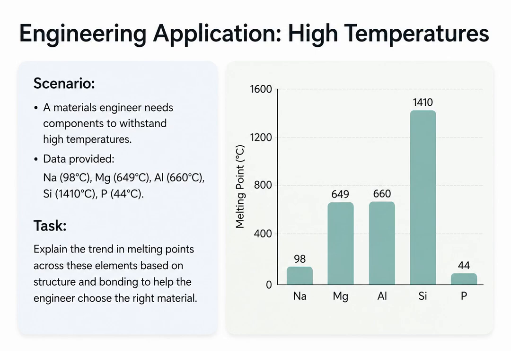If you need a material to withstand high temperatures, you would look at this data and immediately rule out sodium and phosphorus. You would explain to the engineer that the giant covalent network of silicon provides the ultimate thermal stability, followed by the strong metallic lattices of aluminum and magnesium. Understanding the underlying bonding is crucial for practical applications.